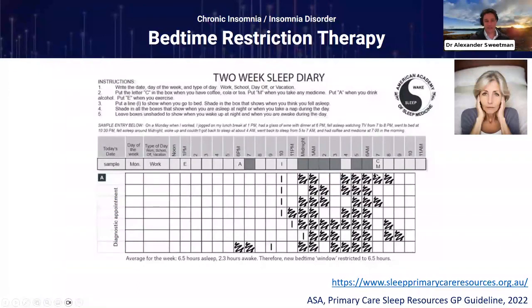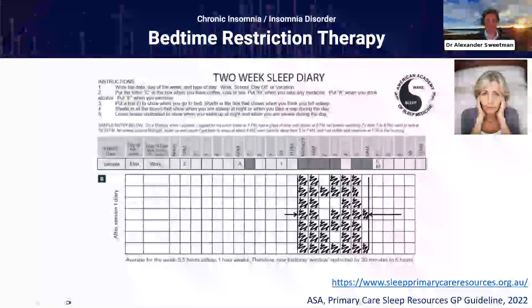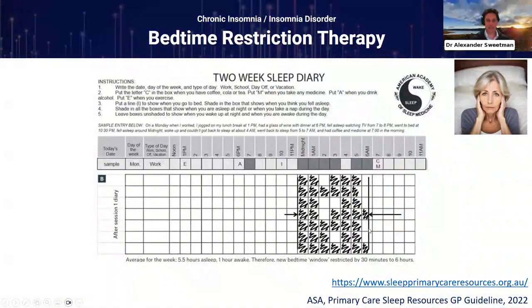We can see Carmen's sleep diary again at baseline, so before treatment. This is during the first week of bedtime restriction therapy, so we can see that Carmen's bedtime has been delayed and her out of bed time has been advanced, so she's spending about 5.5 to 6 hours in bed each night. Immediately, we can see that there's nights of more consolidated sleep that start to appear.